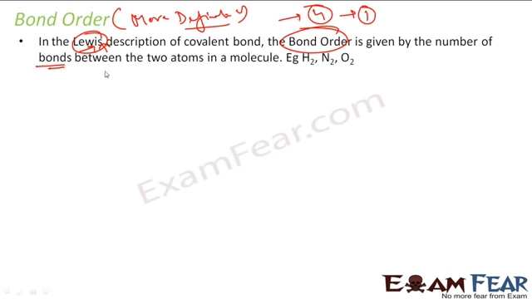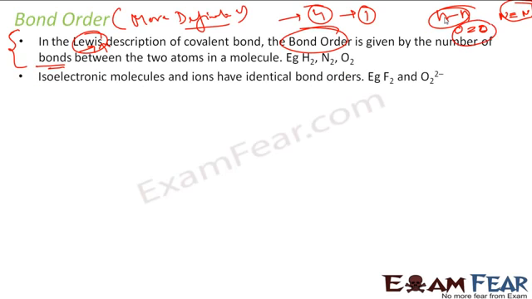The molecular orbital theory gave a different definition for bond order. We'll explain this when we go to molecular orbital theory. In fact, we'll have one question in the end where we'll define the bond order based on different theories. But for Lewis theory, the bond order is nothing but the number of bonds. For example, in H2 there is 1 bond, in N2 there was a triple bond, in O2 a double bond. So the bond order is 1, 3, and 2 respectively. Also note that isoelectronic molecules, which have the same number of electrons, have identical bond orders.